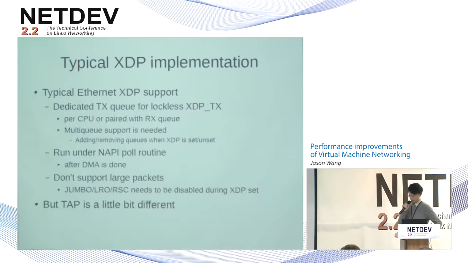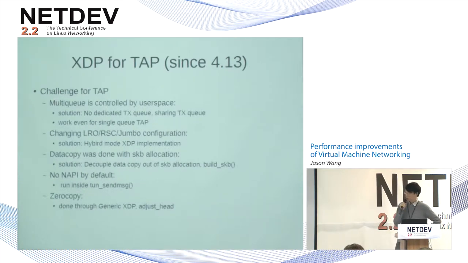If we want to implement XDP for tap, some things are a little bit different. The first challenge is that tap has multi-queue support, but creating or destroying queues is totally under the control of user space. That means we could not implement something like per-CPU TX queues for tap without notifying the guest. And unfortunately, there's no way to notify the guest about such changes now. So the solution is that we reuse the existing TX queues for tap. One drawback is that it may require a spin lock to synchronize, but anyway, it works. This could be optimized in the future.